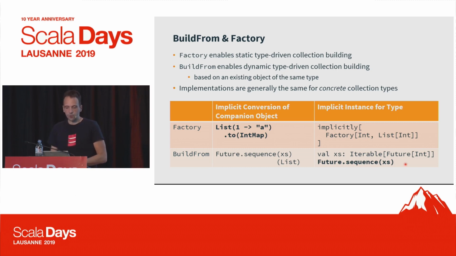What you can also do is rely on the implicit conversion of the companion object and just append this. So this is usually the implicit parameter here, and instead we're passing List. So that means build a List. That's the replacement for collection.breakOut that you may have used in 2.12. But it only works in these very specific cases like Future.sequence where it is actually used.